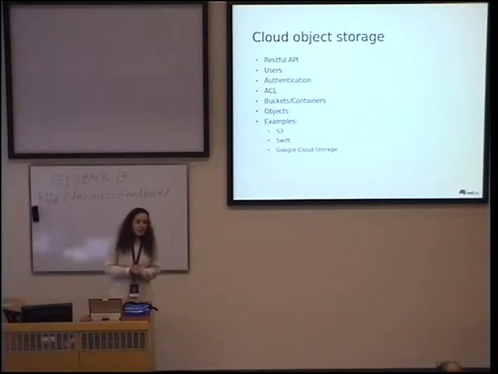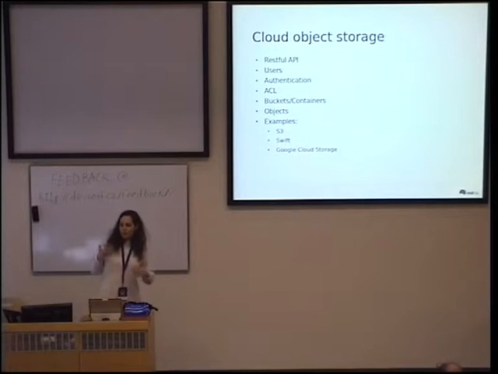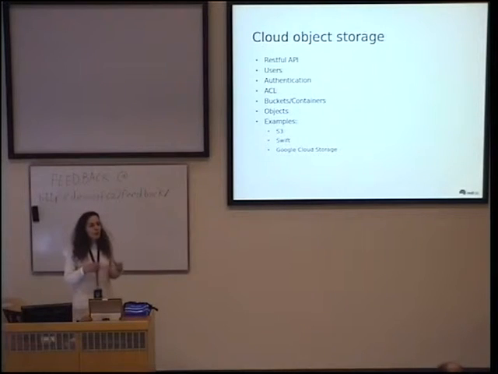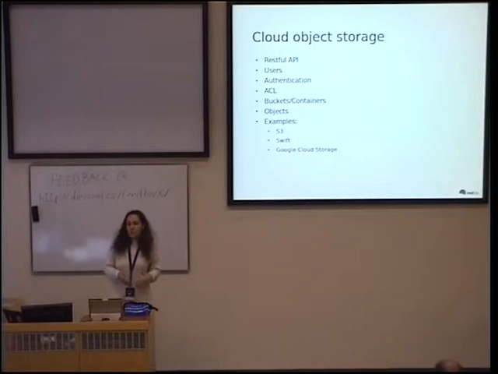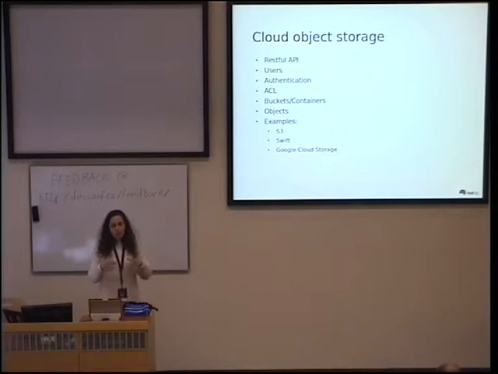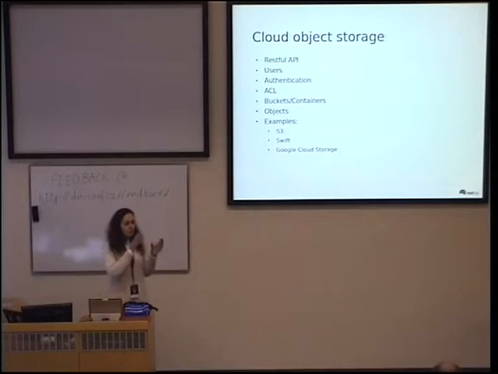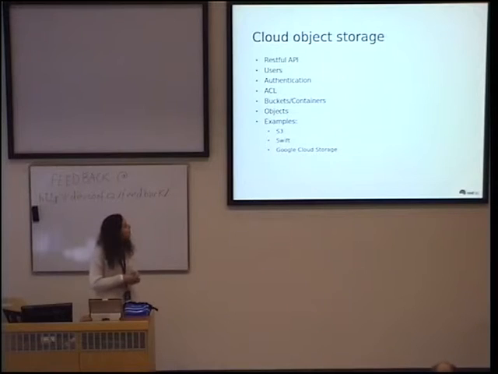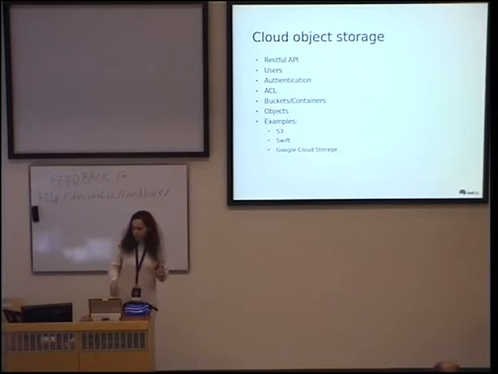You divide the data into buckets. Swift calls those containers, but they're the same. They're similar in some ways to pools, but a bit different. I'll talk about the difference later. You have objects. Objects are something between file and block. If block is just the data, objects also have metadata and attributes, but it's still a flat namespace. You have an object in a bucket. The bucket has a name, the object has a name, but there's no hierarchy like a file system. The main examples are Swift and Google Cloud Storage.